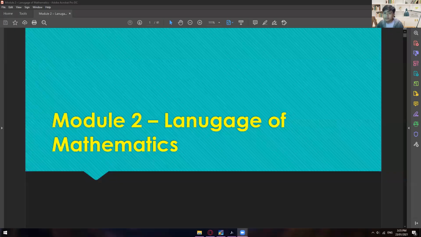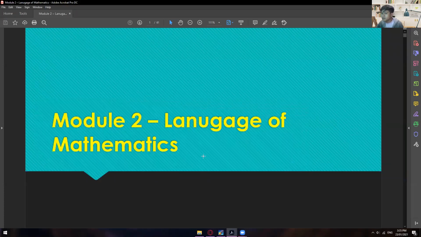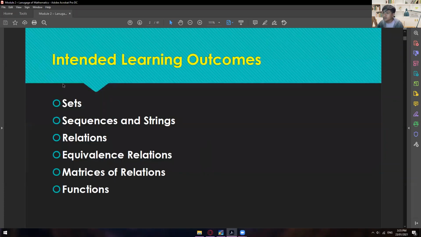All right. So as you guys may already know, our topic for today is the language of mathematics. Without further delay, let's start. Here are the intended learning outcomes for this module. We'll talk about sets, sequences and strings, relations, equivalence relations, matrices of relations, and then functions.